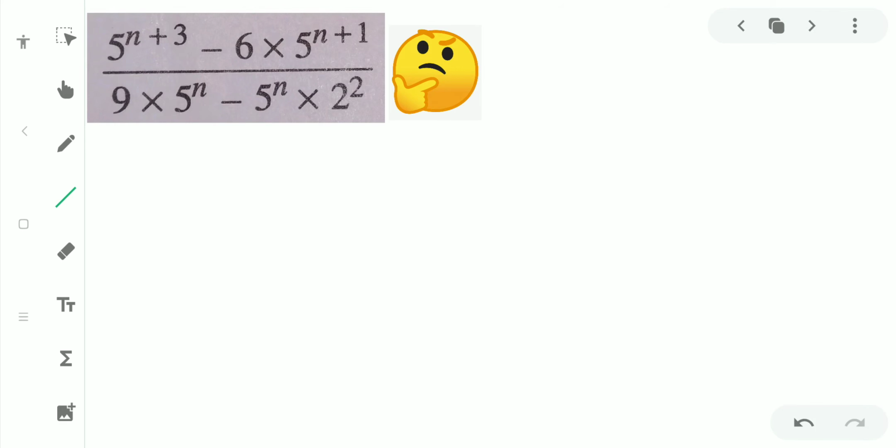The question is on your screen. That is (5 power n plus 3 minus 6 multiplied with 5 power n plus 1) divided by (9 into 5 power n minus 5 power n into 2 square).